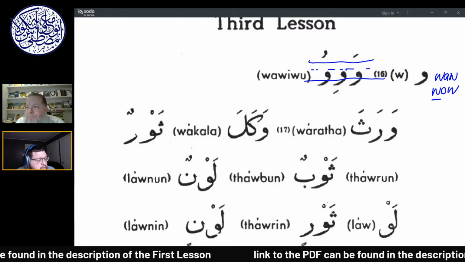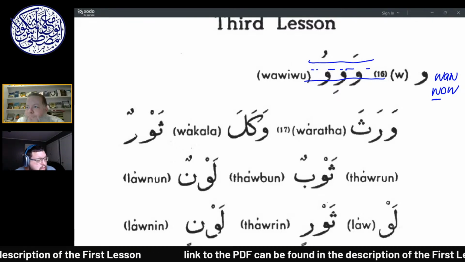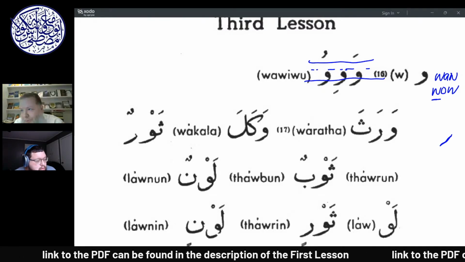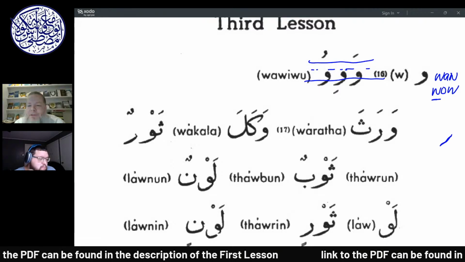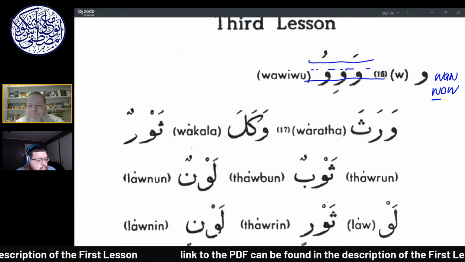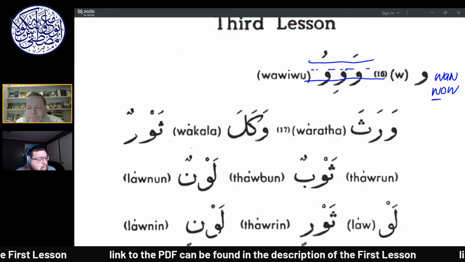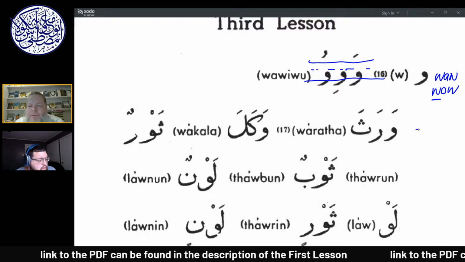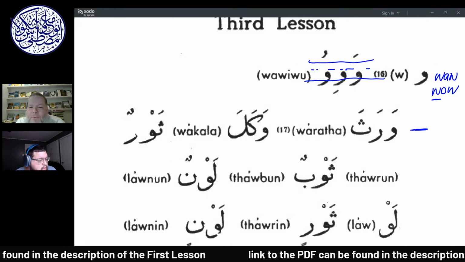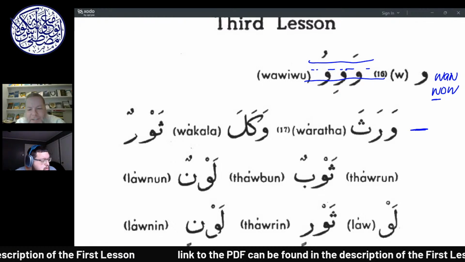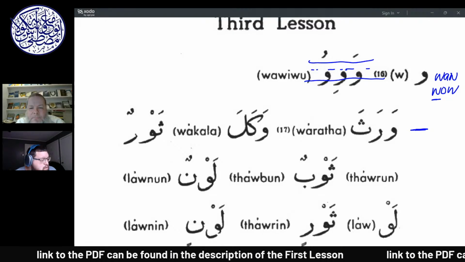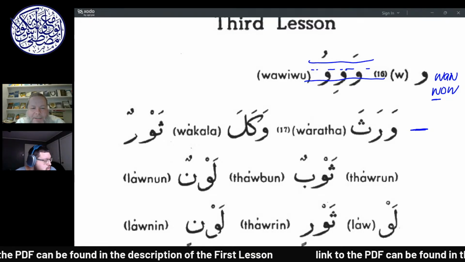That clear? Yep. It looks like the ra, except what it looks like is a big dhamma, right? A big U sound, right? That's what it looks like, basically. So we can start reading on this line. Waratha. Waratha. Exactly. Wakala. Wakala. Exactly.